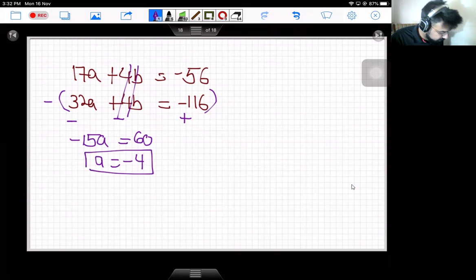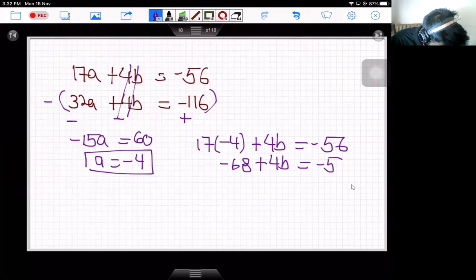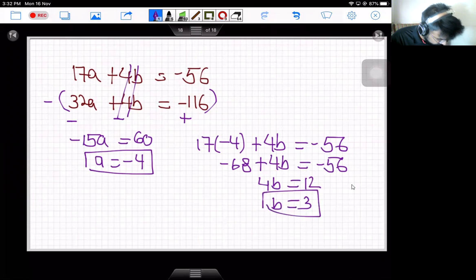When a is equal to minus 4, you can substitute in either of the equations above. So 17 times minus 4 plus 4b is equal to minus 56. So 17 times minus 4 is minus 68. Minus 68 plus 4b is equal to minus 56. So minus 56 plus 68 is equal to 12. 4b is equal to 12. B is equal to positive 3. Therefore, a is equal to minus 4 and b is equal to 3.